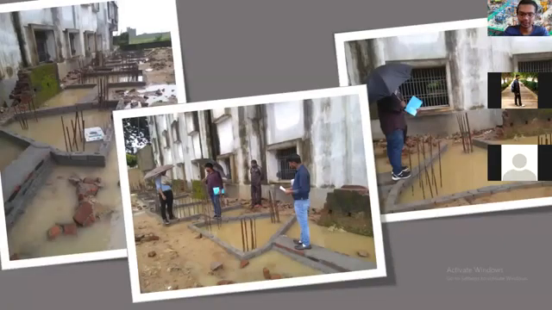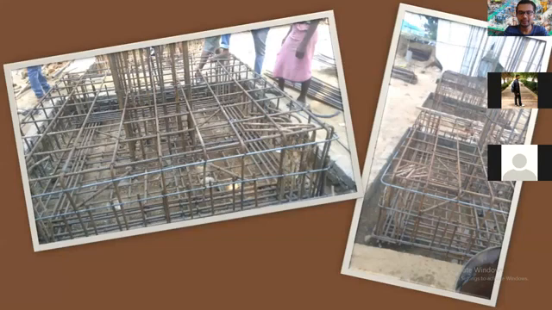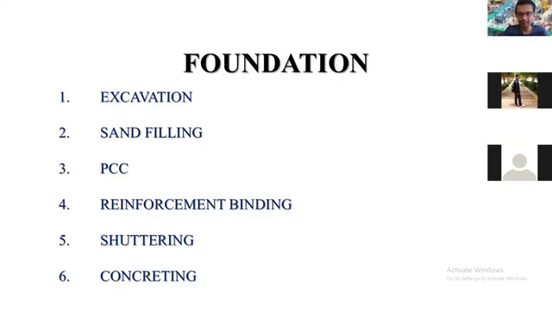PCC, plain cement concrete, we discussed, is used below the foundation and below plain beams, and in this case it will also be used below your grade beam. The reinforcement binding we also discussed, and we showed you the structural drawings of the footing and some points to take into account at the site: you should check whether the cover is given properly, and whether the reinforcement binding is done as per the structural drawings. Now, after calculating the quantity of reinforcement, you can calculate it for any footing after seeing the drawing.